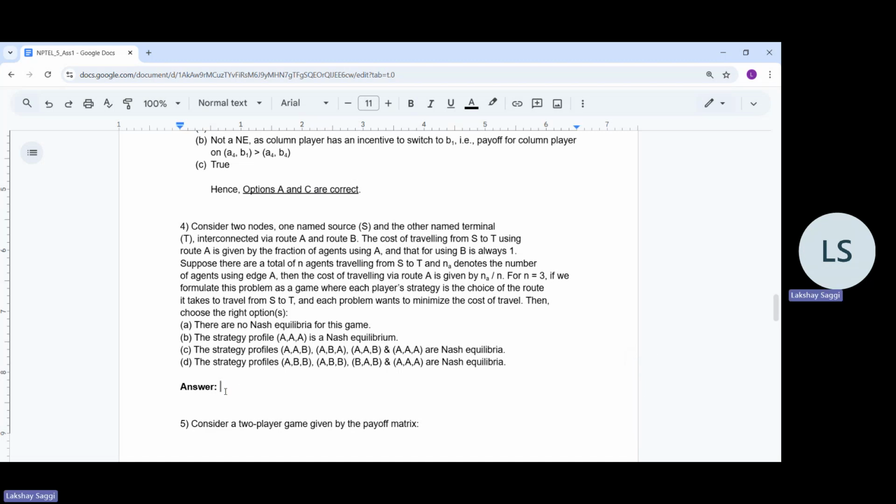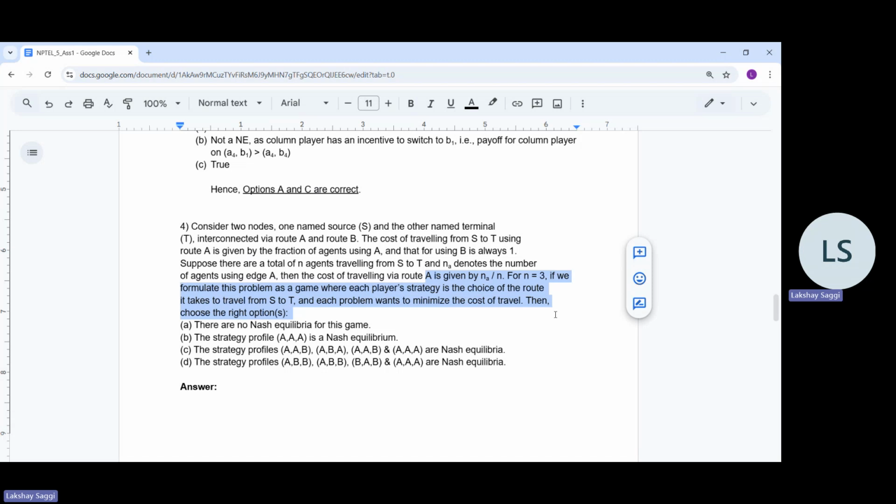Okay then, let's come to the fourth question. The fourth question says: consider two nodes, one named source and the other named terminal, interconnected via route A and route B. So there is a source and there is a terminal, and there are two routes, A and B. The cost of traveling from S to T using route A is given by the fraction of agents using A, and that for using B is always 1. Suppose there are a total of n agents traveling from S to T, and Na denotes the number of agents using A, then the cost of traveling via route A is given by Na/n.